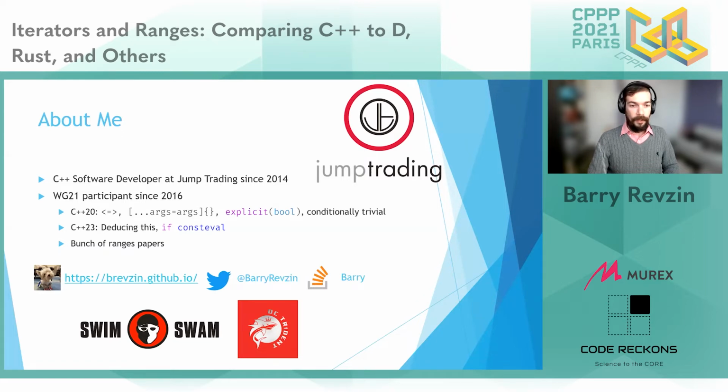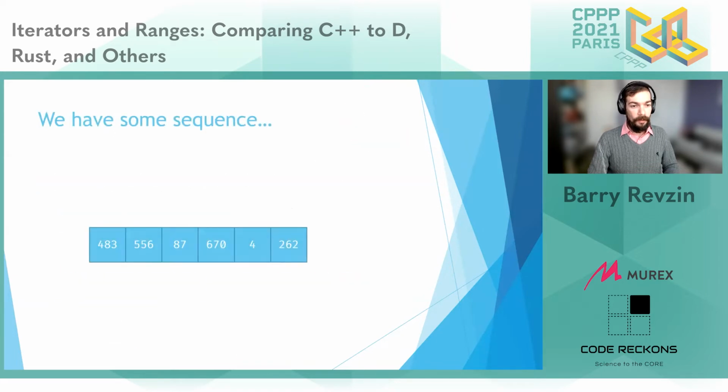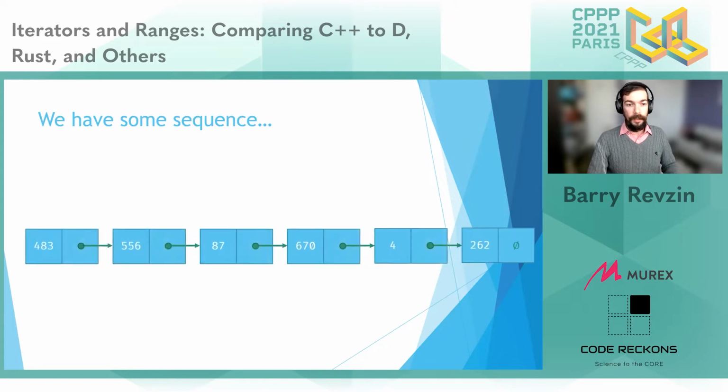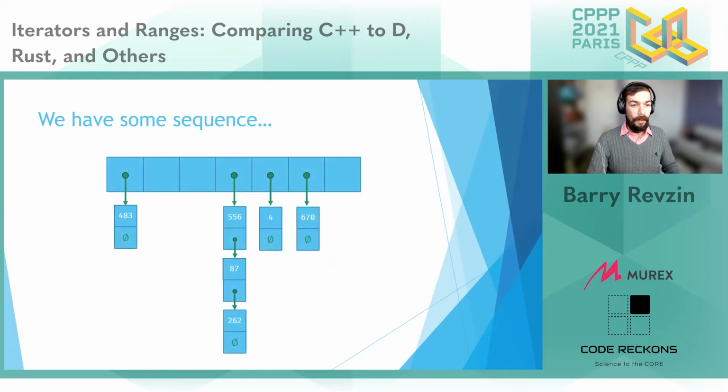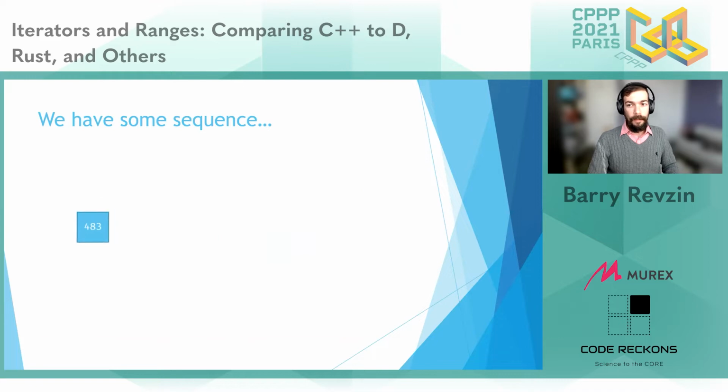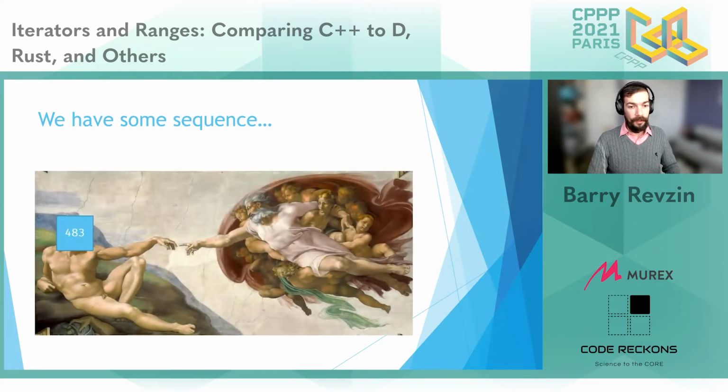All right, so let's get into the topic. Let's say we have some sequence of numbers, and that sequence could be contiguous. It could be contiguous but slightly disjoint, like a rope or a deque. It could have embedded nulls that we have to skip, like an open addressing hash table or colony. It could be a linked list. It could be a binary tree. It could be a linear chained hash table. It could be something like a generator that creates elements on demand for us that doesn't have an in-memory representation.